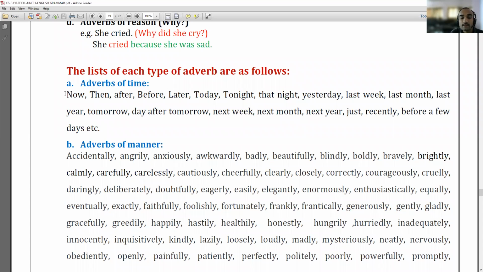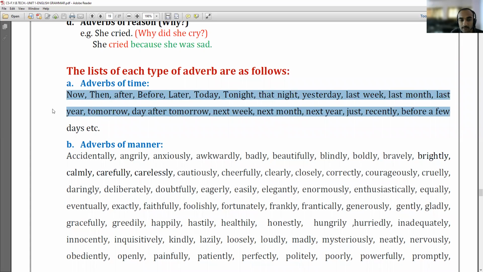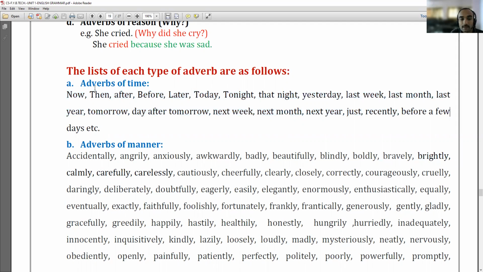Why? Because they are indicating about time. ते काय दर्शवतायत? तर वेळ दर्शवतायत. ओके. सो नाव मीन्स आता, देन म्हणजे नंतर, आफ्टर नंतर, बिफोर आधी, लॅटर परत किंवा नंतर, टुडे आज. So these are the indicators of time. Today आज, tonight आज रात्री. Okay, so these also are called as the adverbs of time. So these are the indicators of time. ह्याच्यातून आपण काय ओळखू शकतो? तर कुठल्या टाइमला ते क्रिया घडलेली आहे.